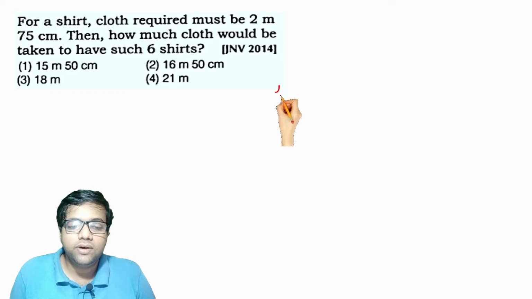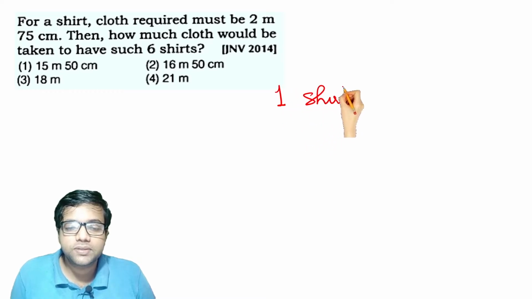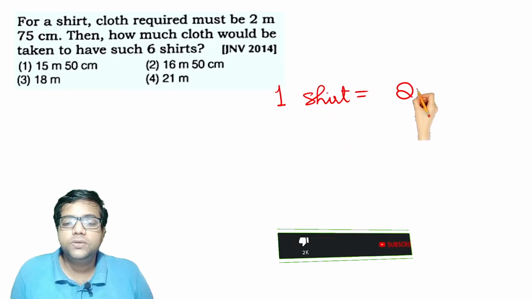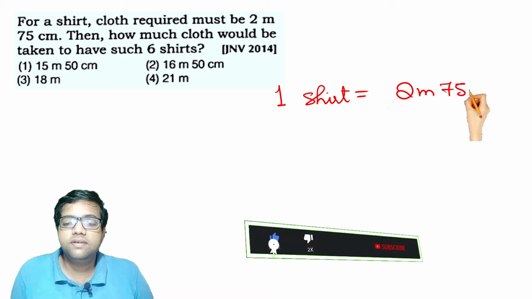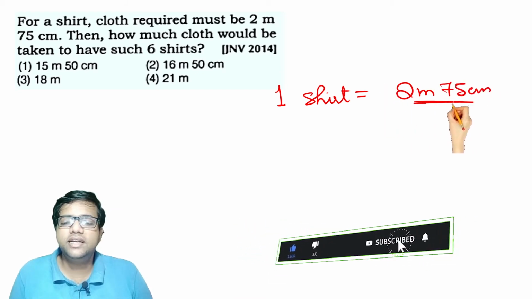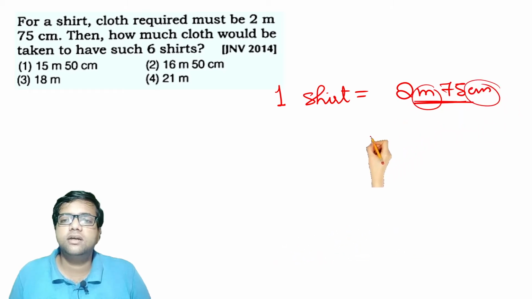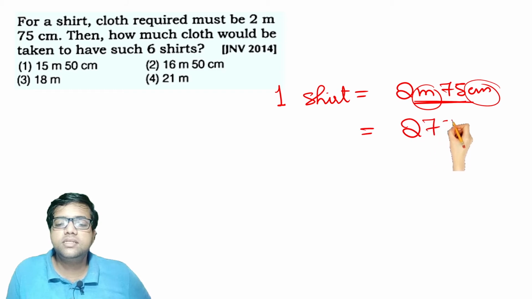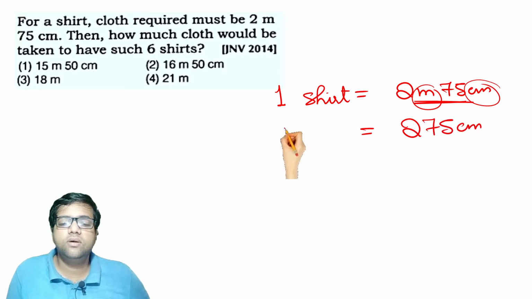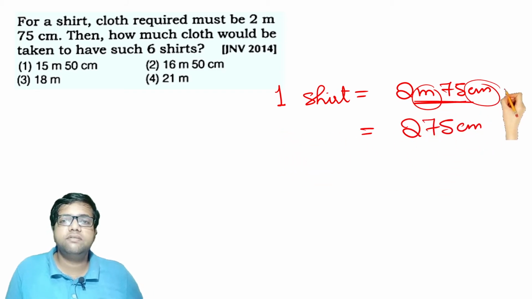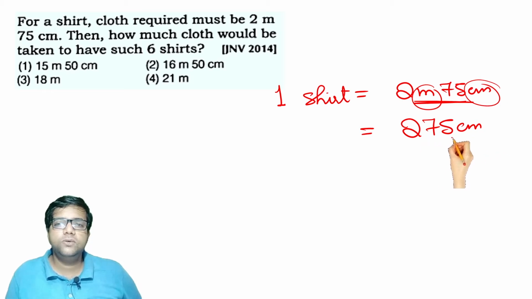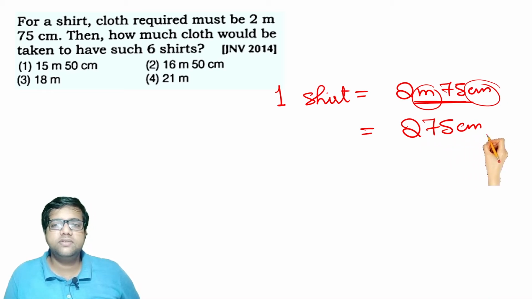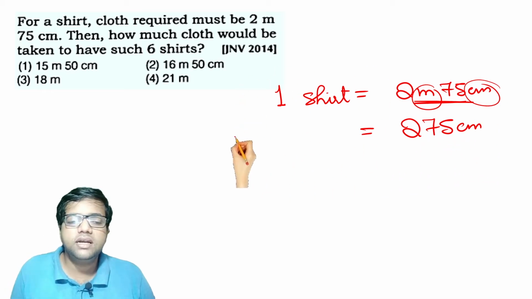For one shirt you require 2 meters 75 centimeters. You need to take it in one proper unit. Here meters and centimeters both are coming into place, so convert them into centimeters itself. So 2 meters 75 centimeters is equal to 275 centimeters, right? After that we can get back to meters.